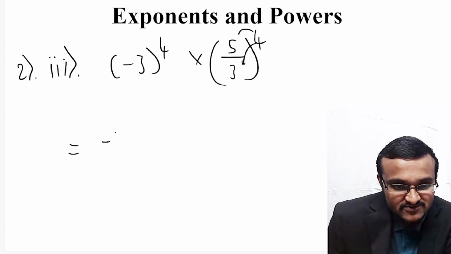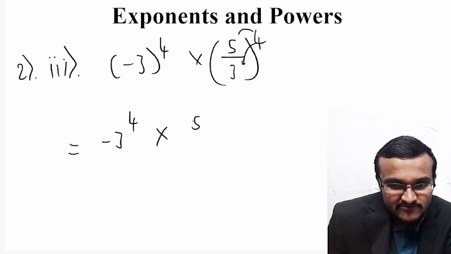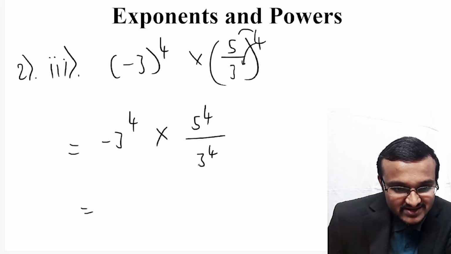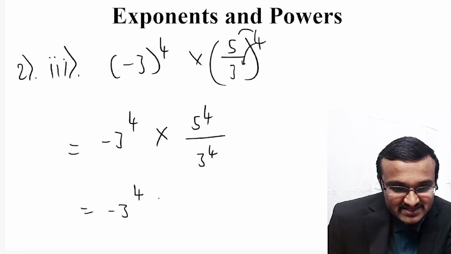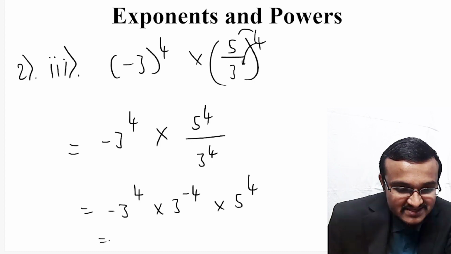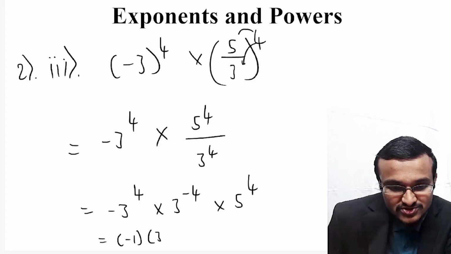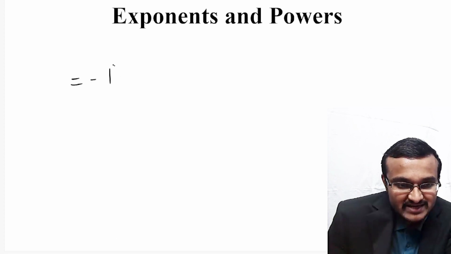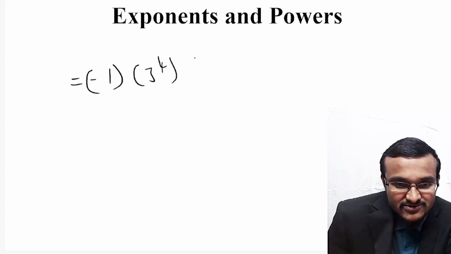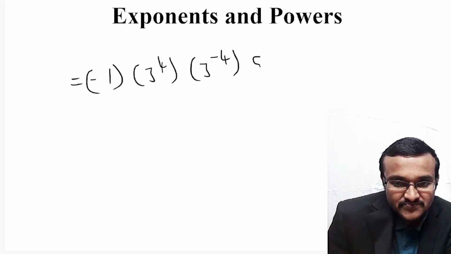So when you simplify this, it will become minus 3 power 4 into 5 power 4 divided by 3 power 4. So here this particular 3 you can bring to numerator. So when you bring that to numerator, it will become minus 3 power 4 into 3 power minus 4 into 5 power 4. So this particular minus can be written as minus 1 into 3 power 4 into 3 power minus 4 into 5 power 4. So if you want to solve this, we have got minus 1 into 3 power 4 into 3 power minus 4 into 5 power 4.